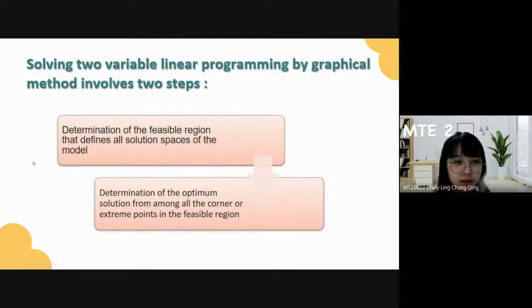After we identify the 3 mathematical models, we need to solve 2 variable linear programming by graphical method, which involve 2 steps. The first step is the determination of the feasible region that defines all solution space of the model. The second step is the determination of the optimum solution from among all corner or extreme points in the feasible region.